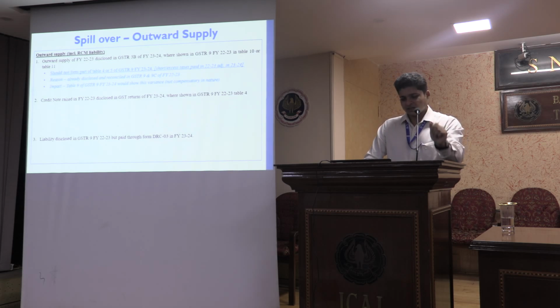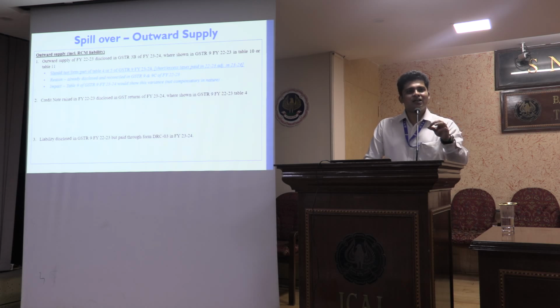So next situation, we come to credit note which is raised of 22-23, disclosed in the GST returns of 23-24, were shown in the GSTR 9 of 22-23 table 4.